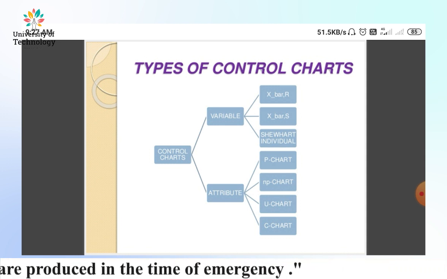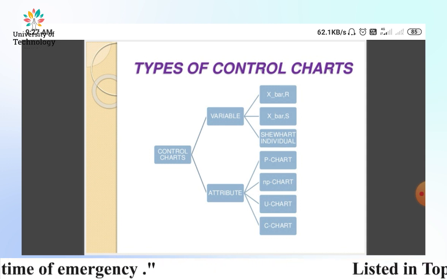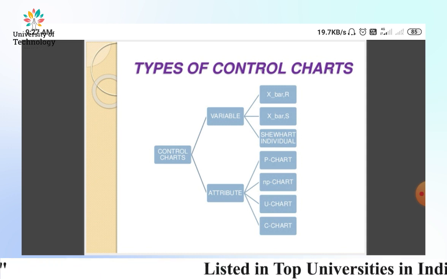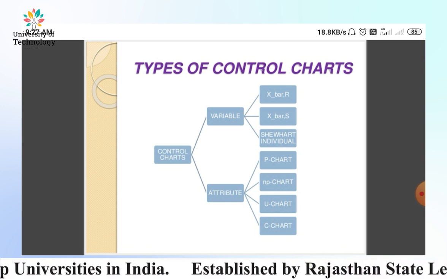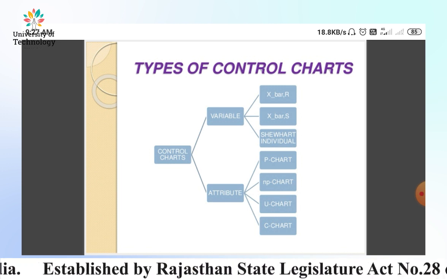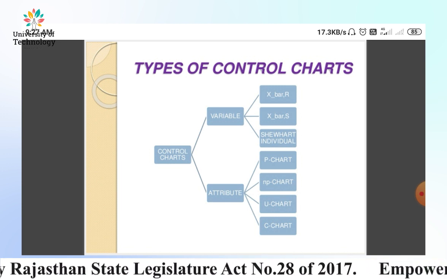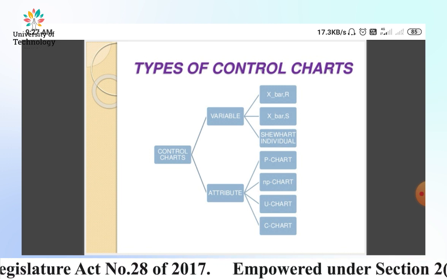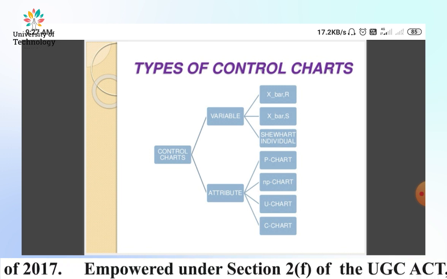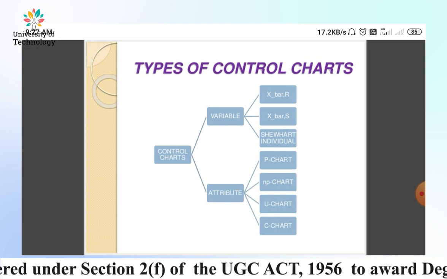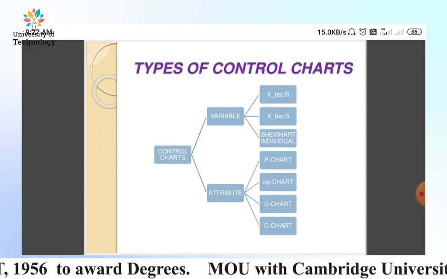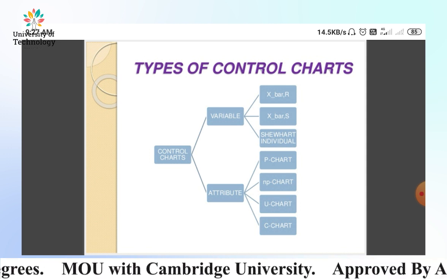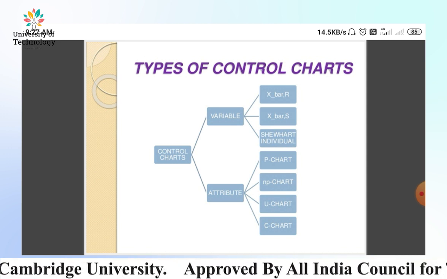Types of control charts. Control charts are of two types: variable and attributes. Variable control charts include the X bar chart, R chart, X bar S chart, and X bar individual charts. Attribute charts include the P chart, NP chart, U chart, and C chart. Our topic today is the control chart for attributes, that is the C chart.